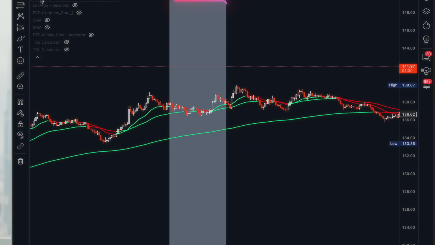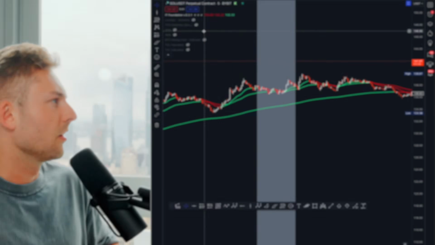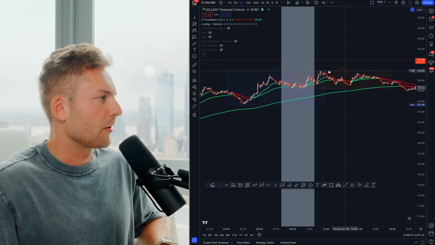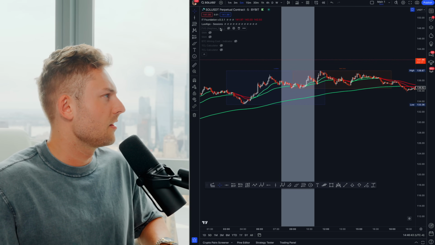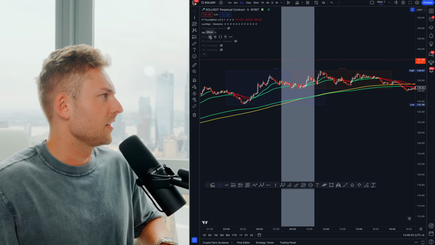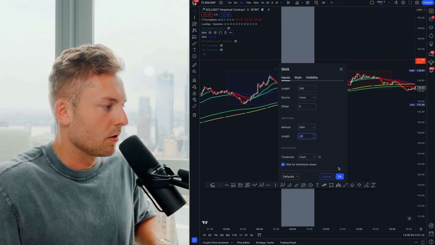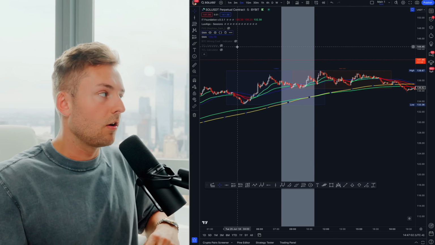Okay, if you don't want to add these indicators, you can totally do this yourself too. Lux Algo actually has a really good session indicator. We have the total New York session as well as the total London session here. And then you can just use simple moving averages and change them in the settings value here to be exponential, and then change the length to whatever, 20, 50, whatever you want. For the sake of simplicity, I like having it all in one indicator.